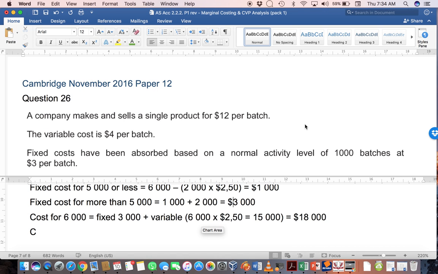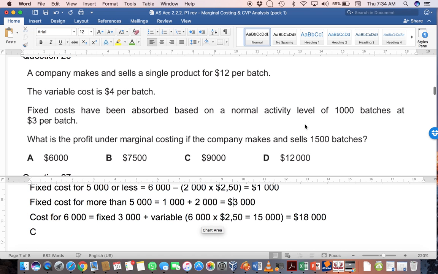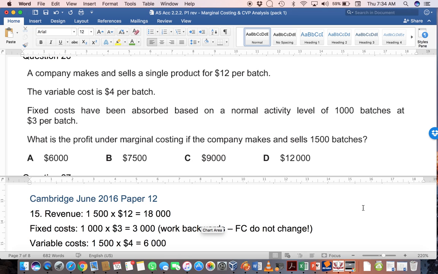Let's now have a look at the next question. Cambridge, November 2016, paper 1-2, question 26. A company makes and sells a single product for $12 per batch. The variable cost is $4 per batch. Fixed costs have been absorbed based on normal activity level of 1,000 batches at $3 per batch. What is the profit under marginal costing if the company makes and sells 1,500 batches?